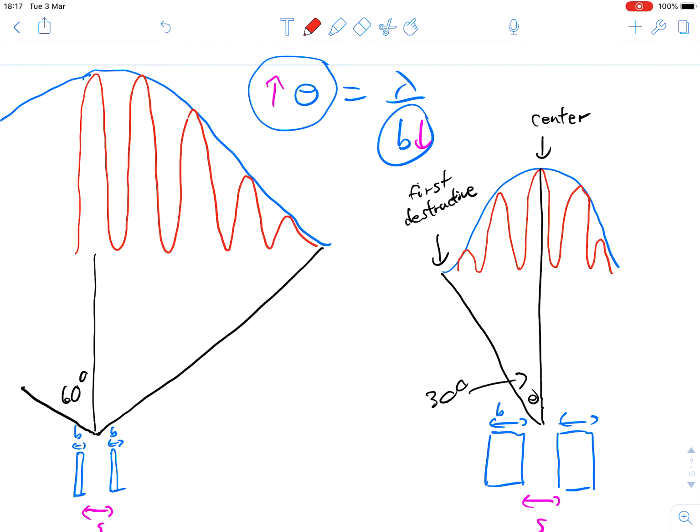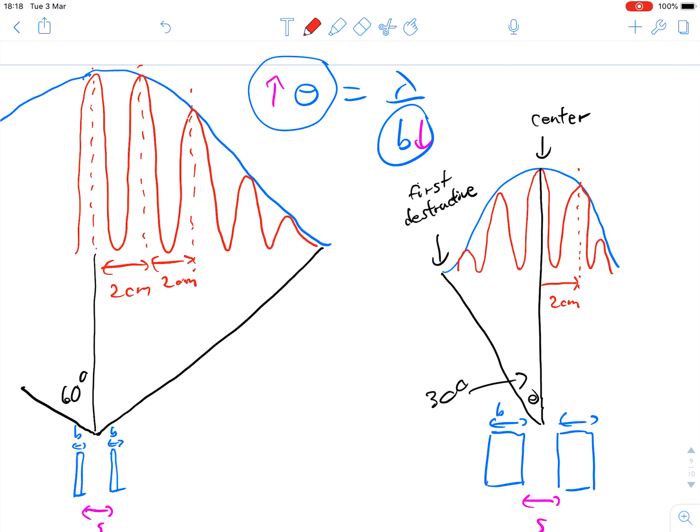So if the distance between the center of this maximum and the center of this maximum was 2 centimeters, then the distance between this and this, now it might not be quite according to scale, but that would also, in theory, be 2 centimeters. Each and every one of these would also be 2 centimeters.